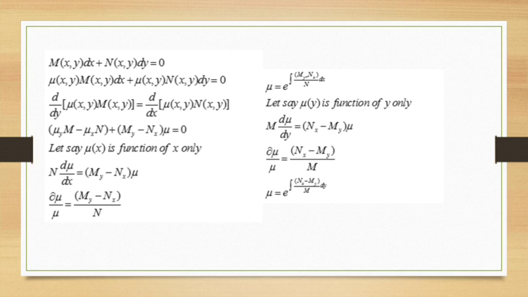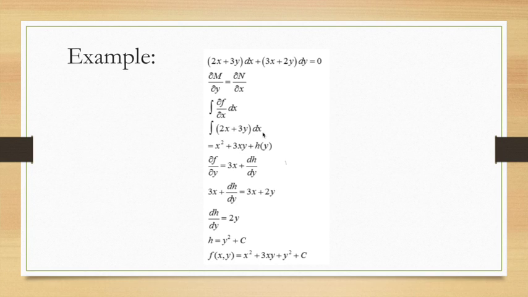For the other integrating factor, let's say that mu of y is a function of y only. Then we get M d mu over dy is equal to (N x minus M y) times mu. Then we do the same thing: we move mu to one side and M and dy to the other side. Then we do separation of variables. Then we can get the other mu as e to the power of the integration of (N x minus M y) over M dy.